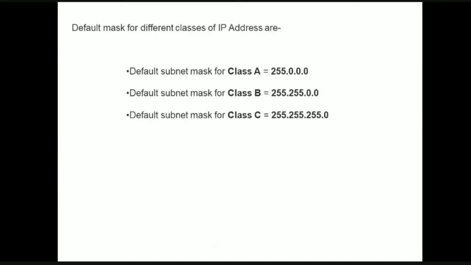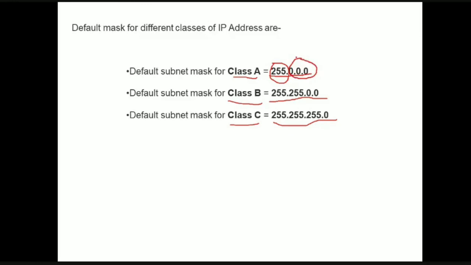Now, what are the default subnet masks for IP addresses? For class A, the default subnet mask is 255.0.0.0. For class B, it is 255.255.0.0. For class C, it is 255.255.255.0. By now you should understand why we have the default subnet mask for class A as 255.0.0.0: because the network ID part is only the first byte. All the other parts are host bytes.